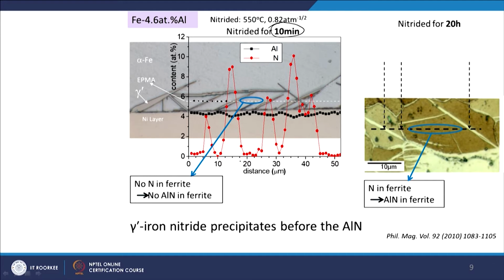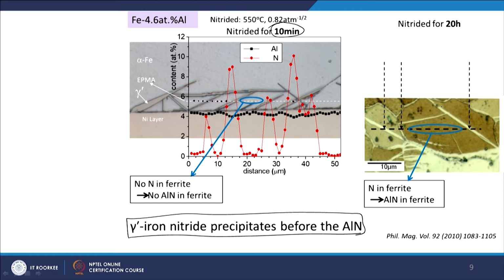Now, you see that when you are hitting this kind of iron nitride for your analysis, there is a peak in the nitrogen content. When you are in the matrix in between the nitrides, you see that it has almost negligible nitrogen. That means here there is no aluminum nitride precipitation. So, this implies that gamma prime iron nitride precipitates before the aluminum nitride precipitation. That means the nitrogen in the dissolved state is actually making a different character for the growth of iron nitrides.